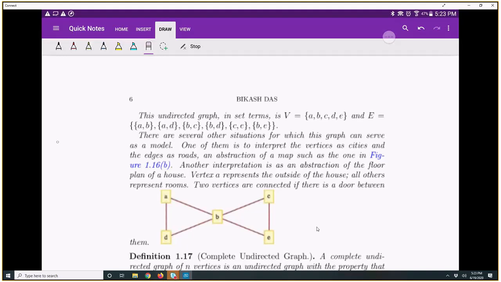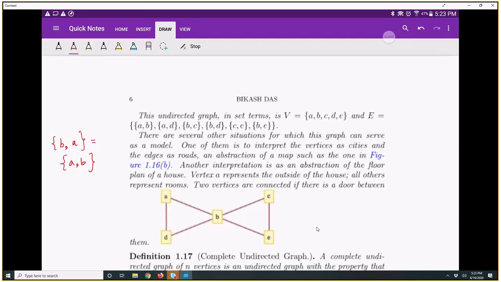We could also have included {B, A}, for example, but we know that {B, A} is equal to {A, B}. So the order doesn't matter in a set like this. So when we have an undirected graph, we just use subsets instead of ordered pairs. There are several other situations where this graph could serve as a model.